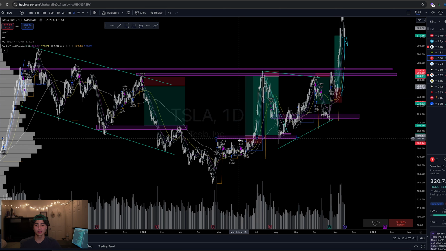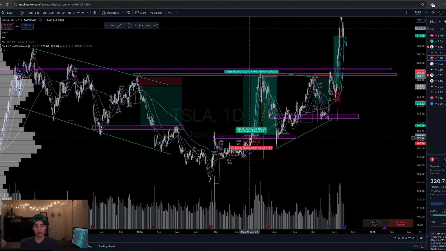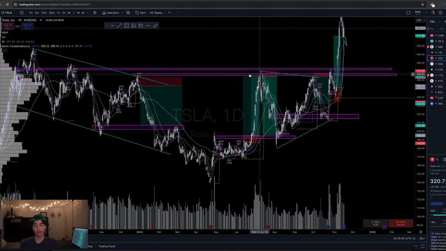And then on Tesla again, we have this area, a rejection, a breakout of this rejection, so you can take this trade all the way up to your previous area of rejection, and you can take a short down, and then you can keep trading Tesla like this very easily.